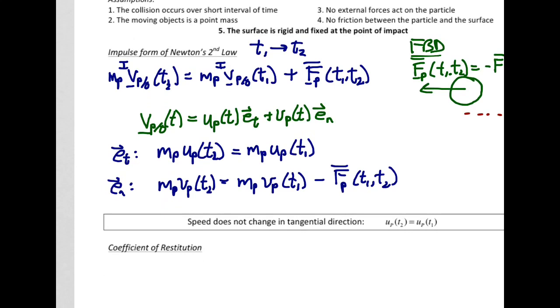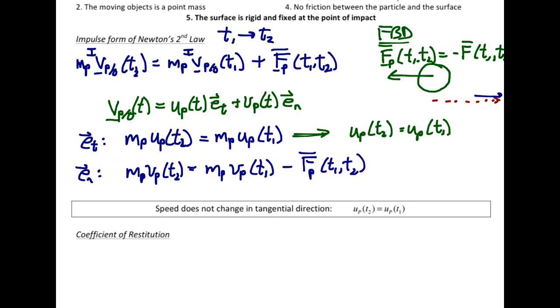And so with these two relationships, we see two very important things. We get a similar result from our tangential direction, which says that our speed in the tangential direction at time 2 is equal to our speed in the tangential direction at time 1. And so this result gives us a nice easy solution for the speed in that direction, in that we're going to conserve momentum in the tangential direction. And we see that when we're given that initial condition, we can simply just move that to time 2 and use that solution.